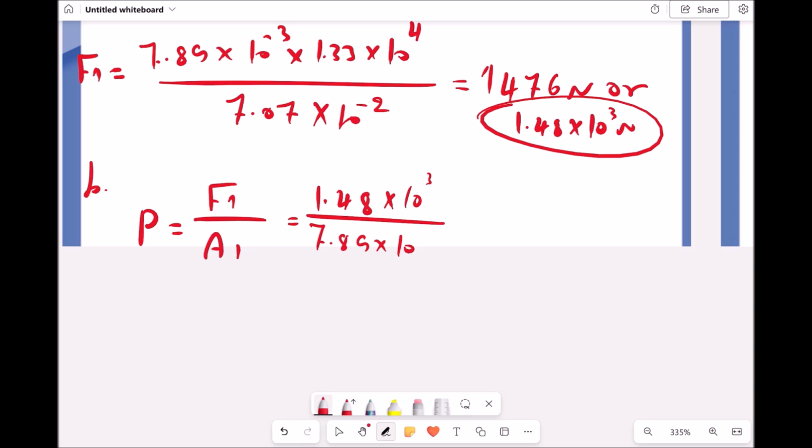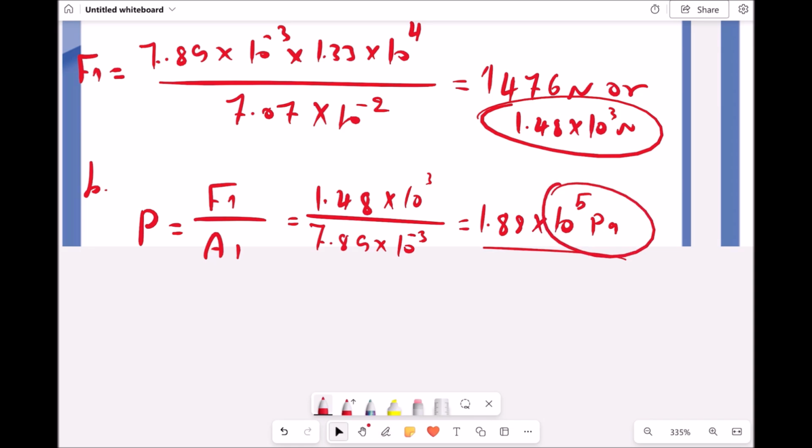7.85 times 10 to the power of minus 3. You get 1.88 times 10 to the power of 5 Pascal. Okay? Just for your information, you can write this as what? Remember, this was 1 atmospheric pressure, the pressure of the atmosphere. Then you can say 1.88 atm. This is compared to the pressure of the atmosphere.